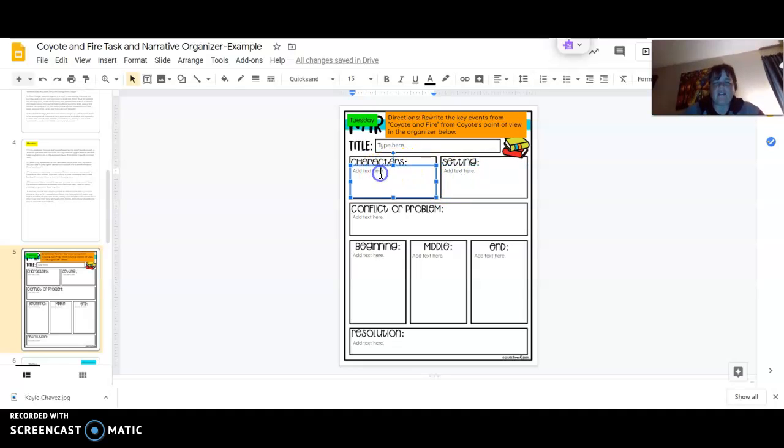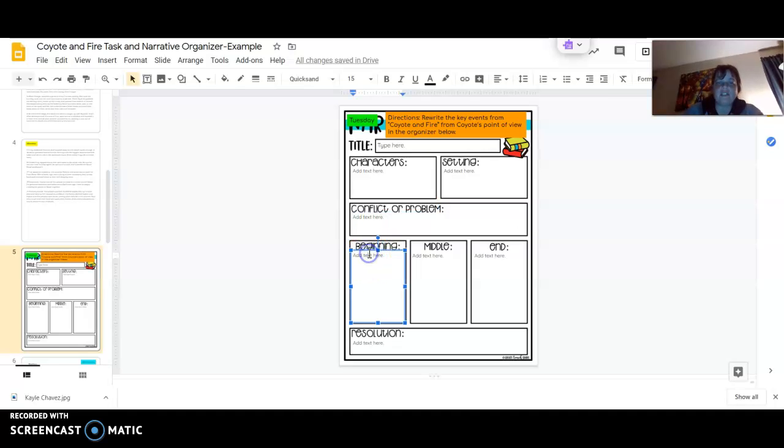And just FYI, if you're having a hard time writing in here, make sure that you click on it two times to make sure that it recognizes that you're typing in there. So your character is going to be the same, the setting's going to be the same. Your problem might sound a little different because it's the coyote telling this story. So you're going to think about still the same story, but what do you perceive that the coyote would feel the problem was in this story?